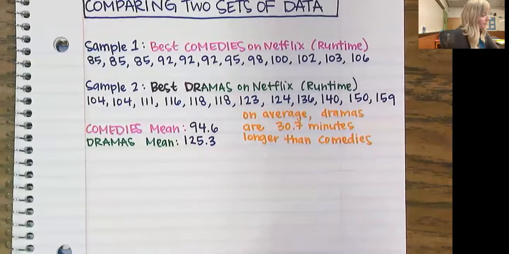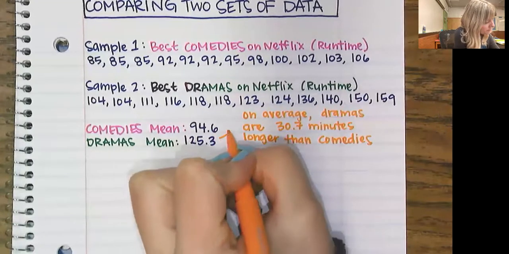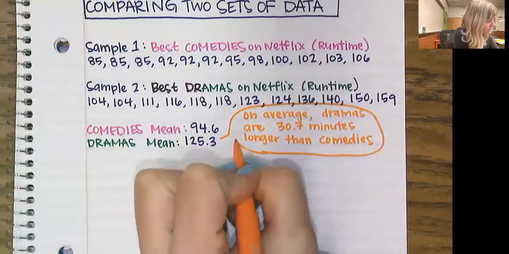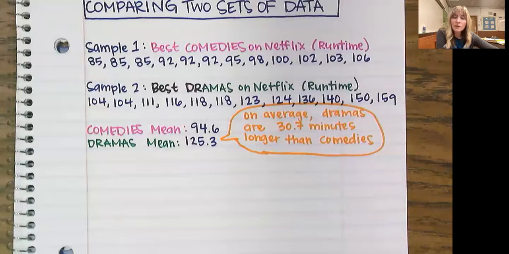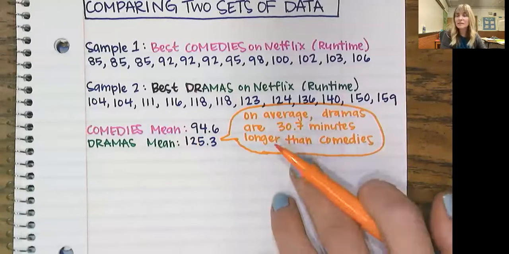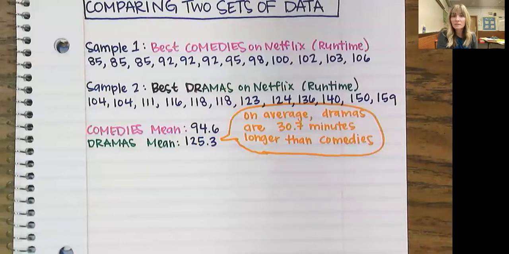So now not only are we finding the mean, and I'm going to make this a speech bubble because I just like those. I think it makes my notes more fun to look at. On average, dramas are 30.7 minutes longer than comedies. So not only can I calculate these values for one data set, but if I'm trying to compare two data sets, I can calculate the mean, and then I can find the difference to give me a little bit more information. On average, dramas are about half an hour longer than comedies. So I'm not crazy to think that when we try to watch a drama, we can't finish it in one sitting because they're long. They're about half an hour longer.